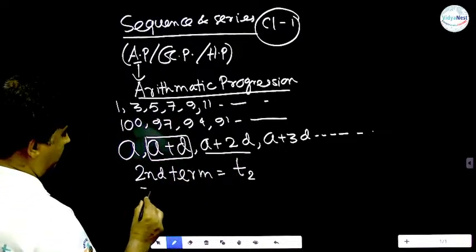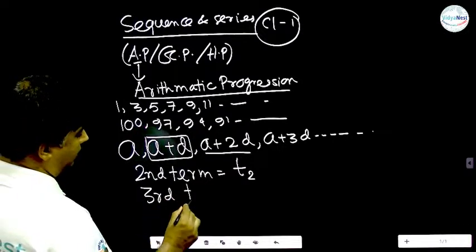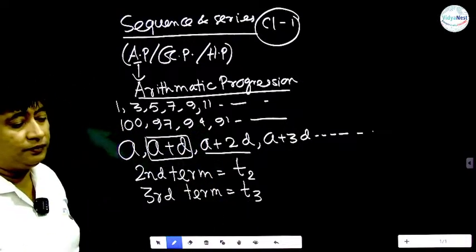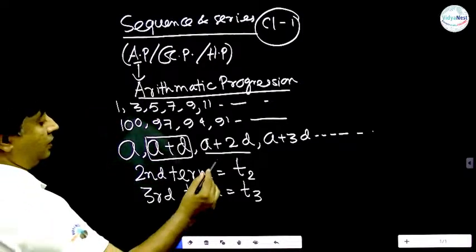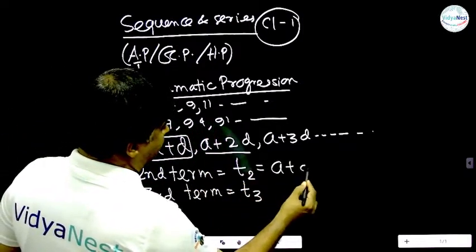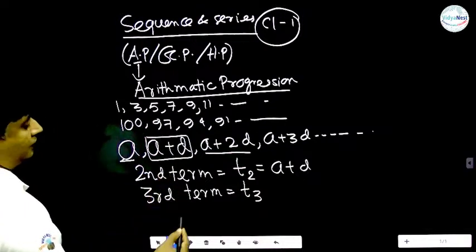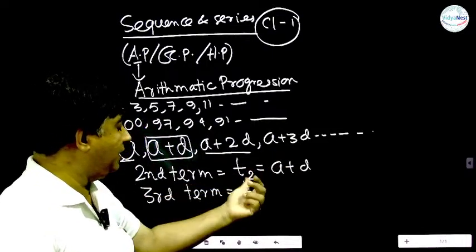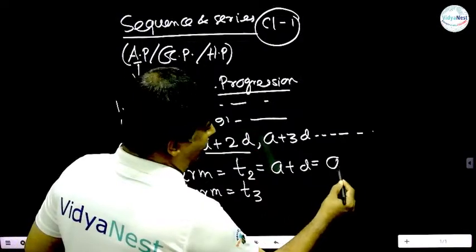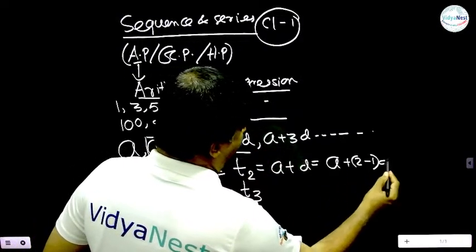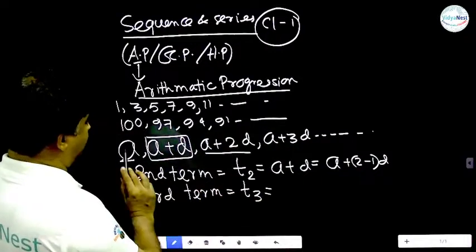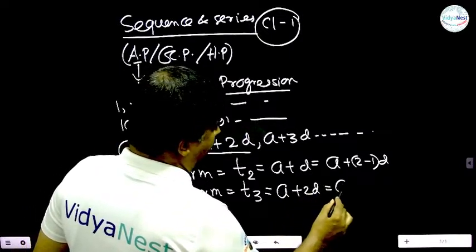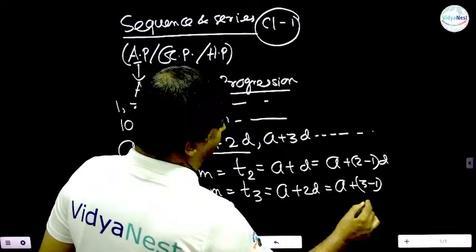This is the third term, T3. T2 is what? A plus D, the second term. Count from the first, second. Now, in this expression, you can bring the term number 2. How? A plus 2 minus 1 into D. Similarly, T3, count from the first, second, third: A plus 2D, which is A plus 3 minus 1 into D.